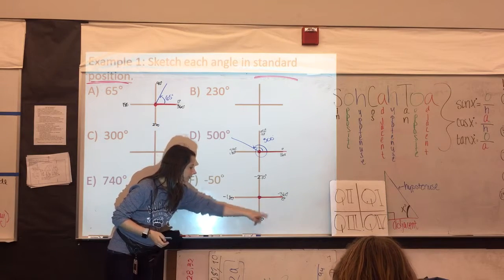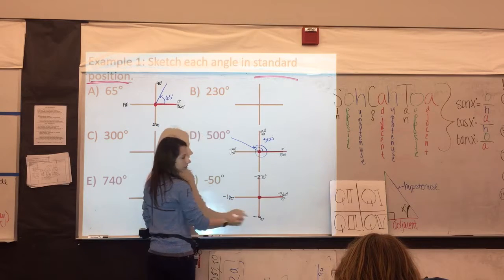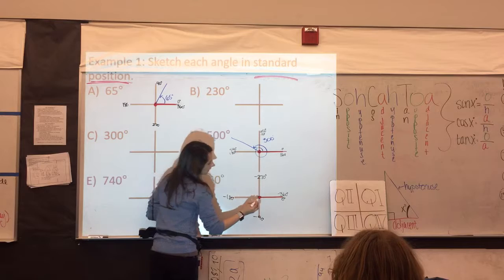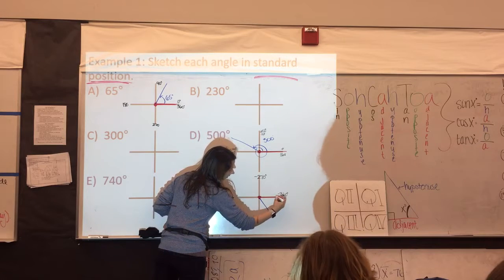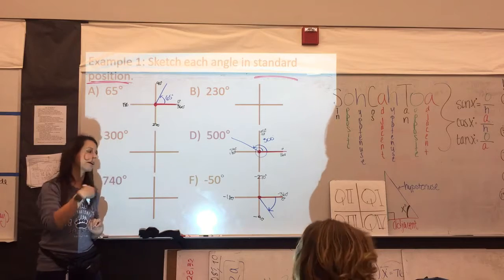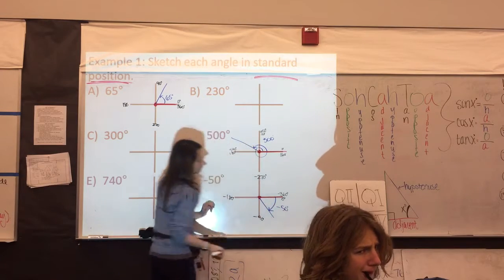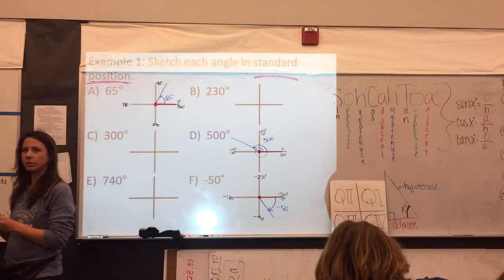So where does negative 50 go? Quadrant 1, 2, 3, or 4? 4. Closer to the 0 or closer to the 90? 90. Okay. And now I mark my angle with the arrow going in this direction. Okay. Does that seem pretty simple?